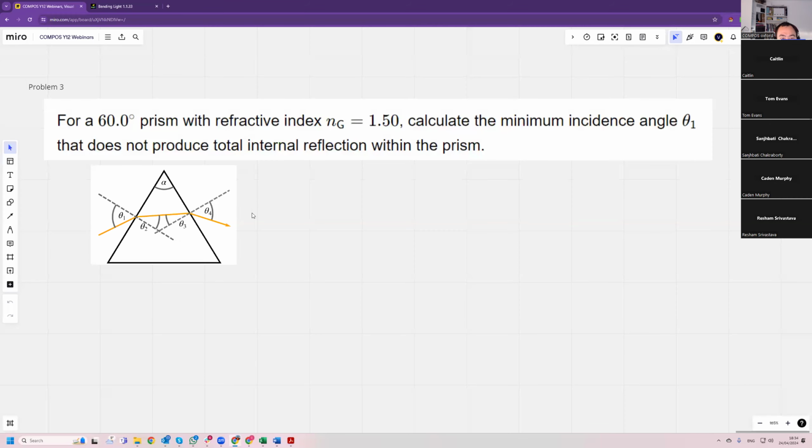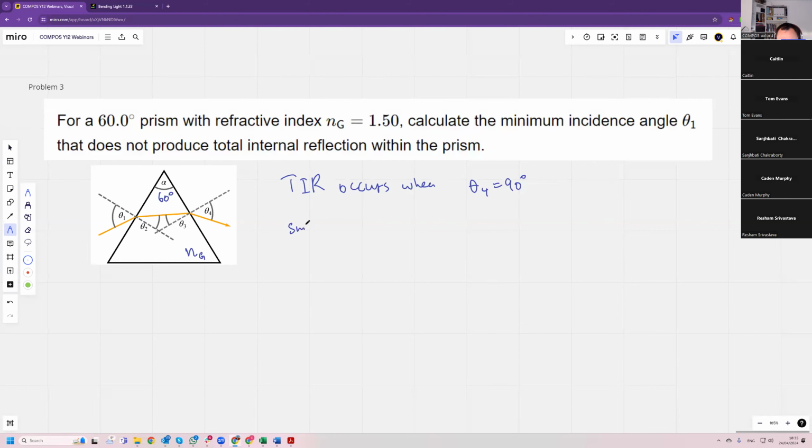Okay. So total internal reflection, TIR, occurs when theta 4 is 90 degrees. Okay, let's use that. So the refractive index of glass is 1.5, and this angle is 60 degrees. It's a 60-degree prism. So theta 4 is 90 degrees.